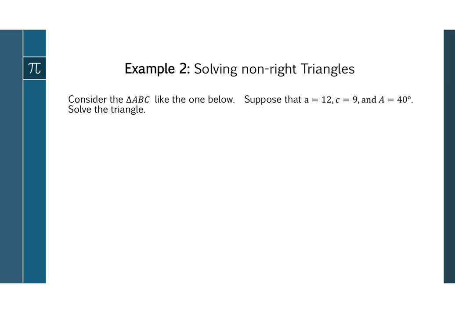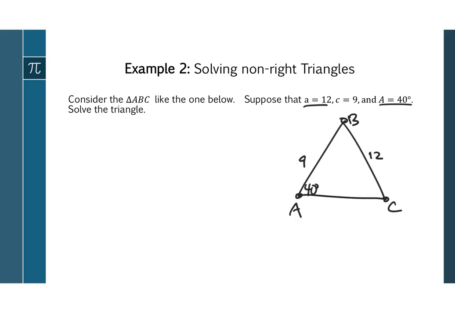Again, I'm just going to randomly draw a triangle. I don't care if it's acute, obtuse, or whatever. I'm just going to put A, B, and C down. It's just kind of a visual aid. We have little a, which is 12. We have little c, which is 9. And then we have capital A, which is 40 degrees.